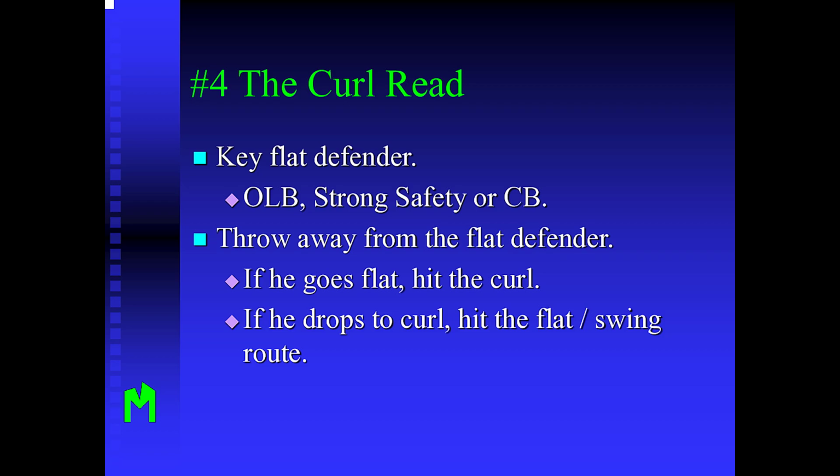The curl read involves keying the flat defender, again, an OLB, strong safety, or cornerback. The quarterback throws away from this defender. If he moves to the flat, the QB hits the curl route. If he drops back to cover the curl, the QB throws to the flat or swing route. This read helps exploit defensive hesitations.